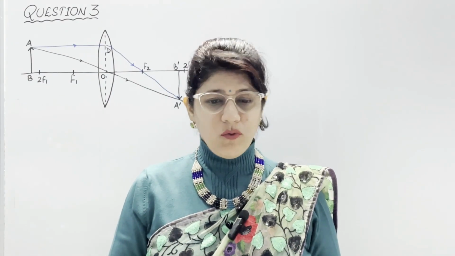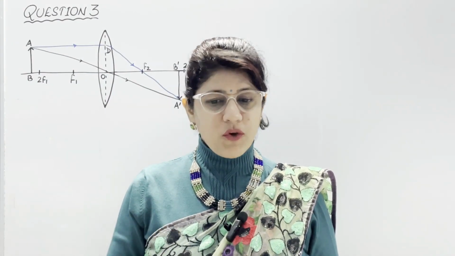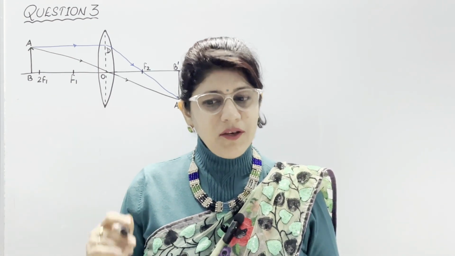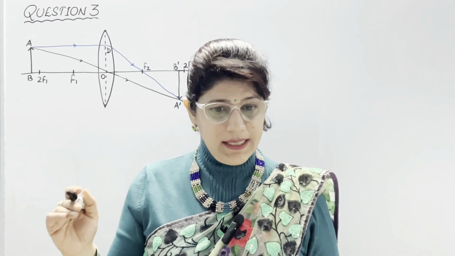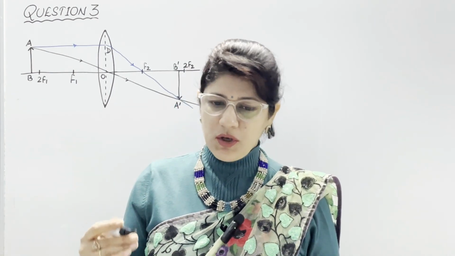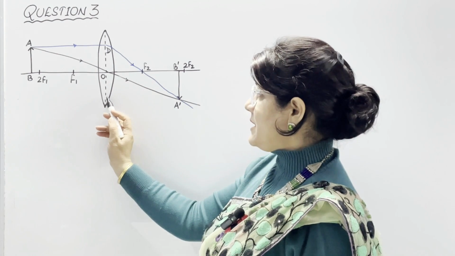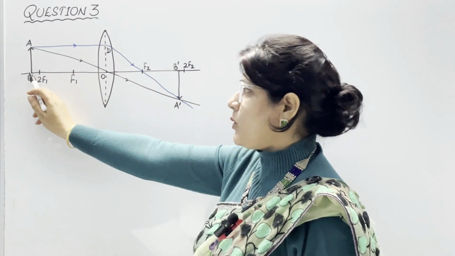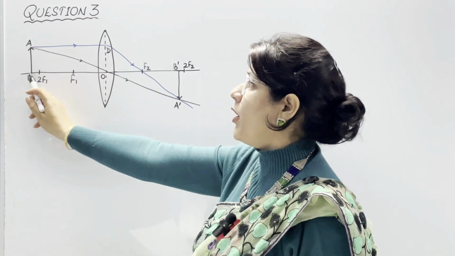Question number 3, part 1. An object is placed in front of a converging lens. It means convex lens. At a distance greater than twice the focal length of the lens. Draw a ray diagram for the formation of the image. This is a convex lens. This is focal length, this is twice the focal length. It means object is beyond 2F.